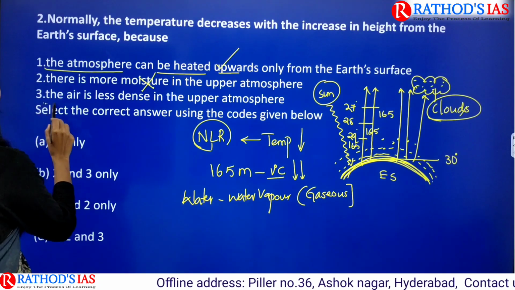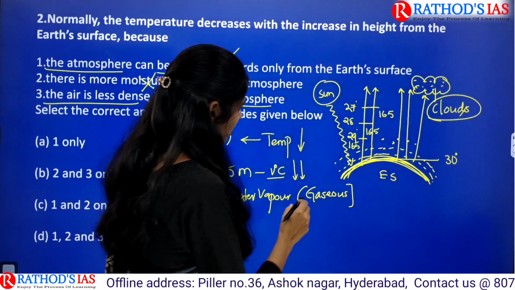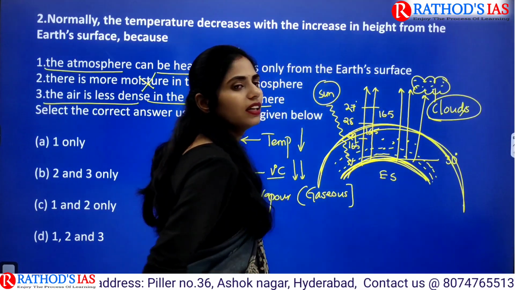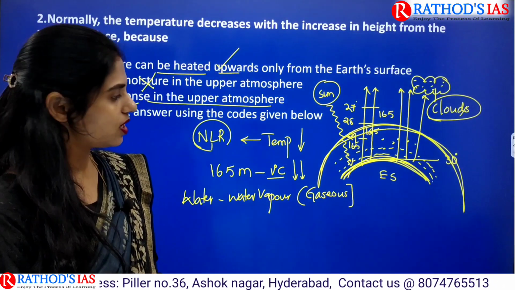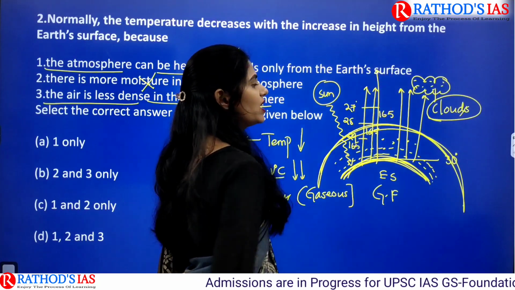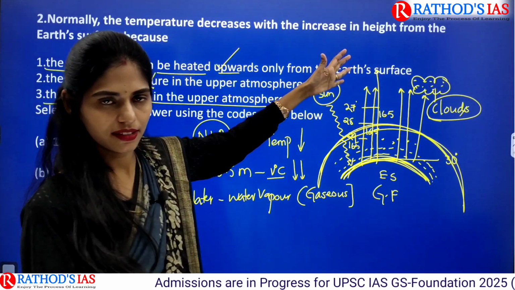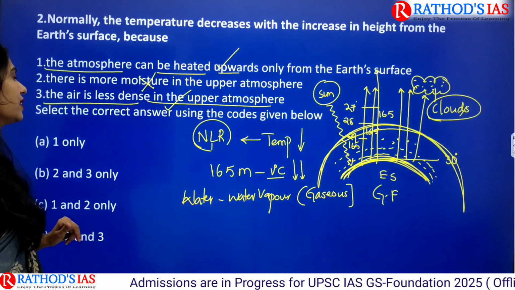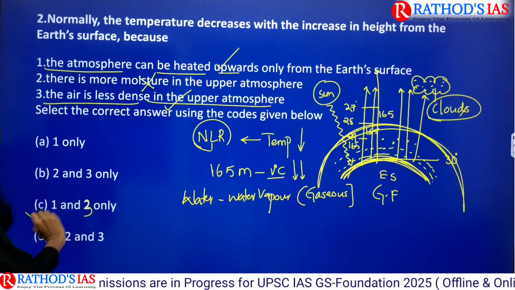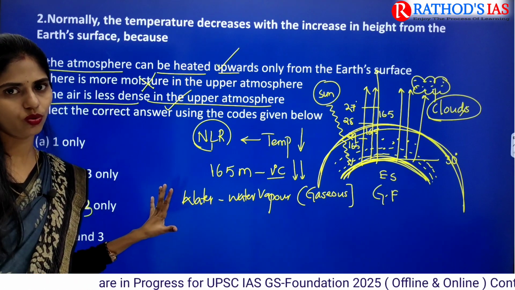And the next one is the air is less dense in the upper atmosphere. Yes, why? Because the density of air is high at the surface of the earth because of gravitational force. If you are moving up, the gravitational force will decrease, and we can see less dense air in the upper layers. So this statement is correct. Here the second statement is incorrect, so the option will be option C, 1 and 3 only. Okay, so this is the correct answer for this question.